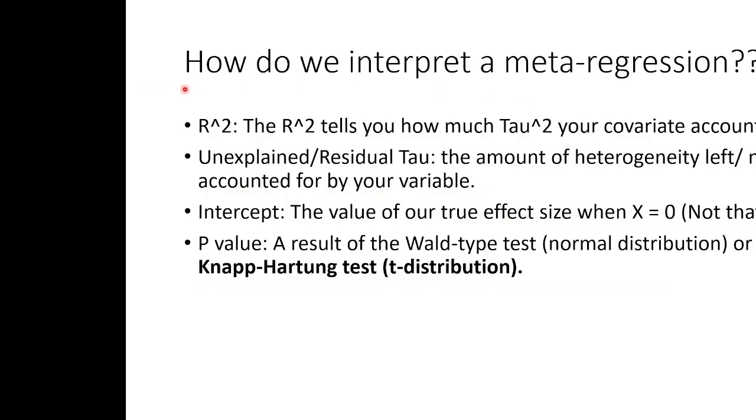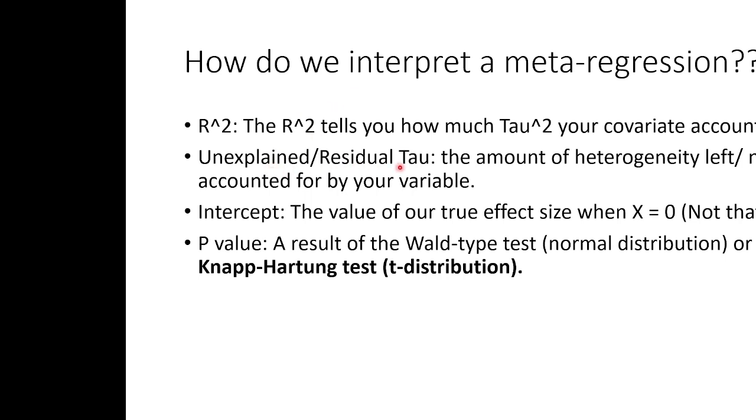Okay. How do we interpret a meta-regression? When you conduct the meta-regression, as we will see later on in this video, you will have certain results. We will not be interpreting every single thing that pops up. You need to look at the certain factors that you need. For example, the first factor is the R squared. The R squared tells you how much tau squared your covariate accounted for. Basically, the R squared is a measure of the amount of heterogeneity that you accounted for using your predictor.